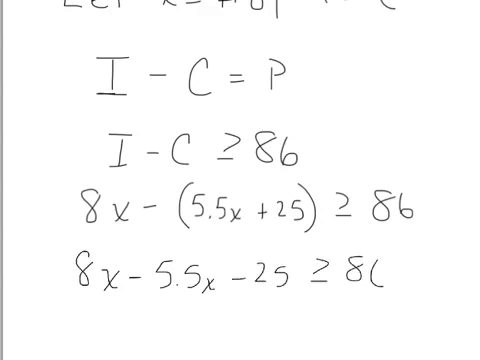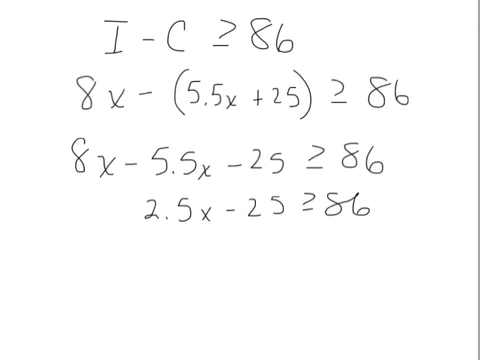So I distribute the negative 1 on the outside. There's really a negative 1 here. Distribute it to both terms. Then we subtract the x's, giving 2.5x. And then what do I do at the end? Add 25. What do you get when you solve this, when you divide by 2.5?